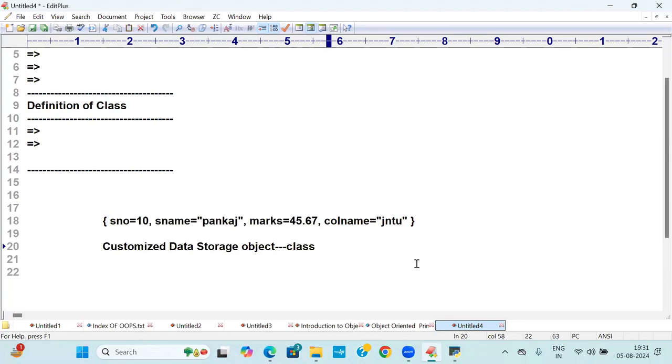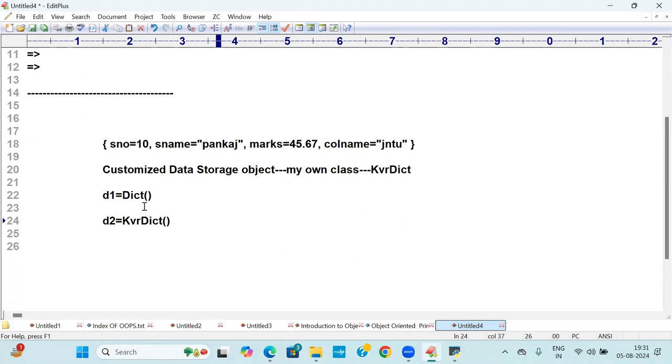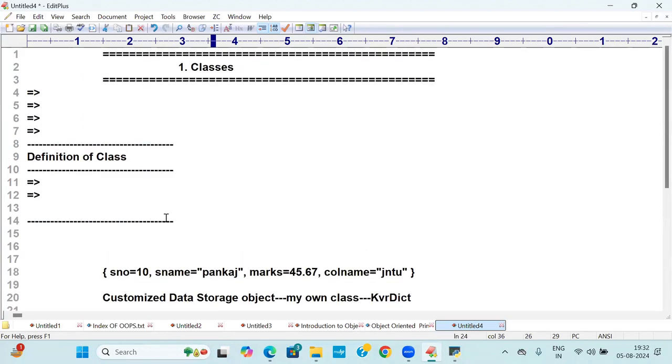So what do I want to define? My own class I want to develop. That class is called KVR dict, or KVR list. I want to go for it. I will take that KVR dict. As you say dict, I am going to take D2 is equal to KVR dict, I will say. What is dict here? A predefined class. What is this KVR dict here? A programmer defined class.